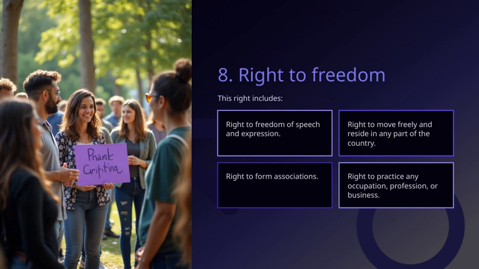And finally, the right to practice any occupation, profession, or business. This is vital because it gives us the freedom to pursue our careers and contribute to the economy in our own ways. These freedoms are interconnected and form the foundation of individual liberty, which ties back to the overall theme of safeguarding our rights and ensuring a fair society.